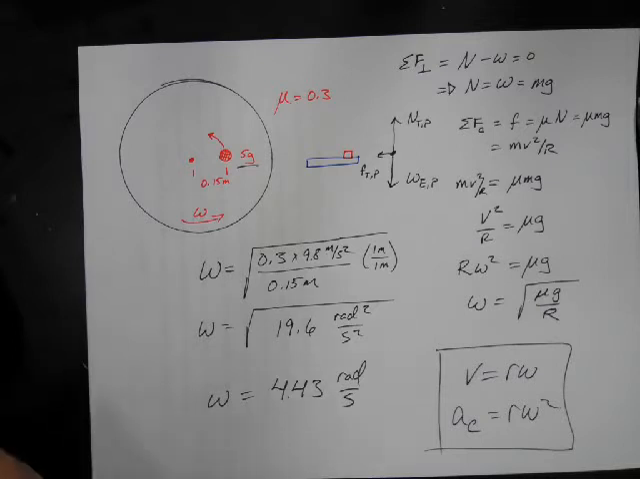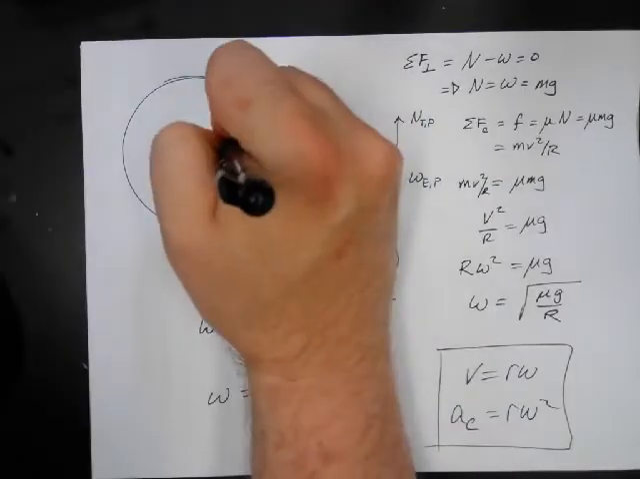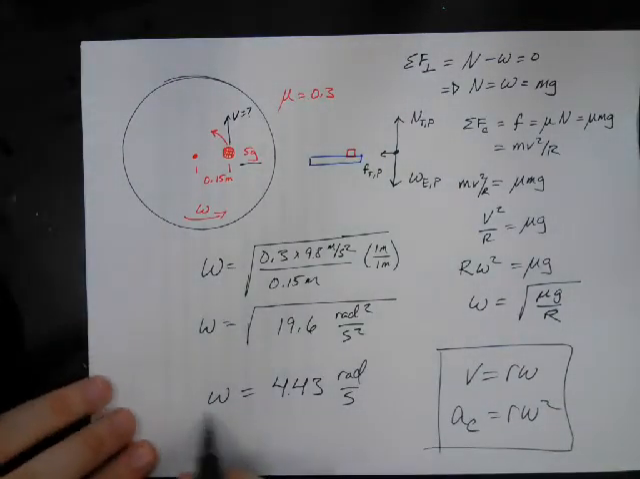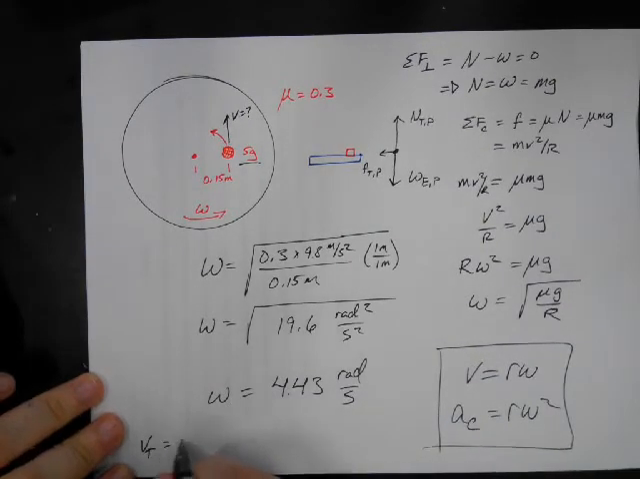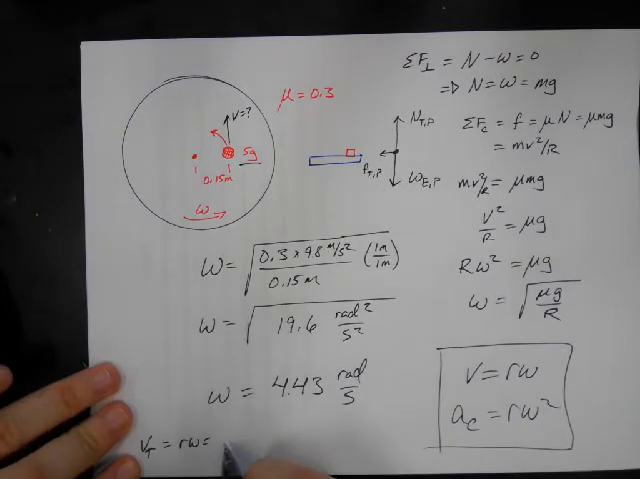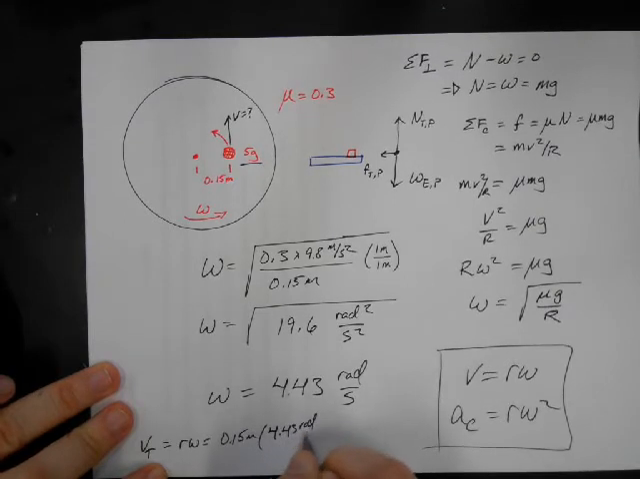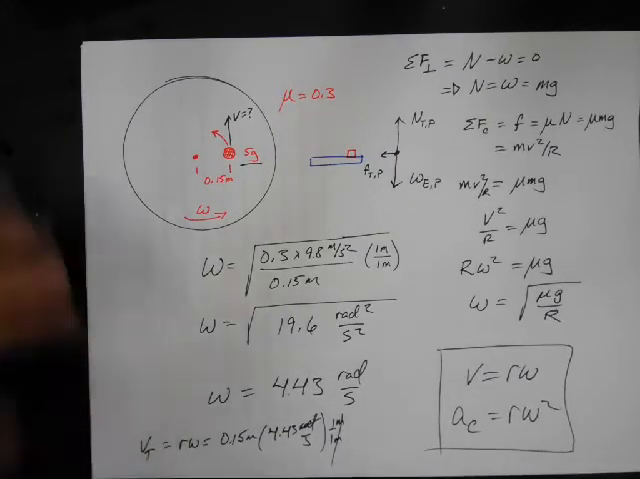So we could do other things. Let's check that our stuff makes sense. We would like to know how fast the penny is going as well. So let's find v. Well, we can do v from this. The tangential velocity is rω, is 0.15 meters times 4.43 radians per second. Anytime you see radians, you can make it 1 meter over 1 meter and cancel those. So you'll have meters per second.